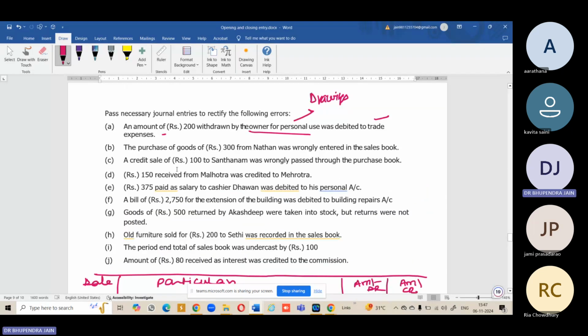A credit sales of rupees 100 to Santhanam was wrongly passed through the purchase book. Just like B and C, same, but just reverse the entry. Second number entry related to purchase and the third number entry related to sales. Credit sales to Santhanam was wrongly passed to the purchase book.